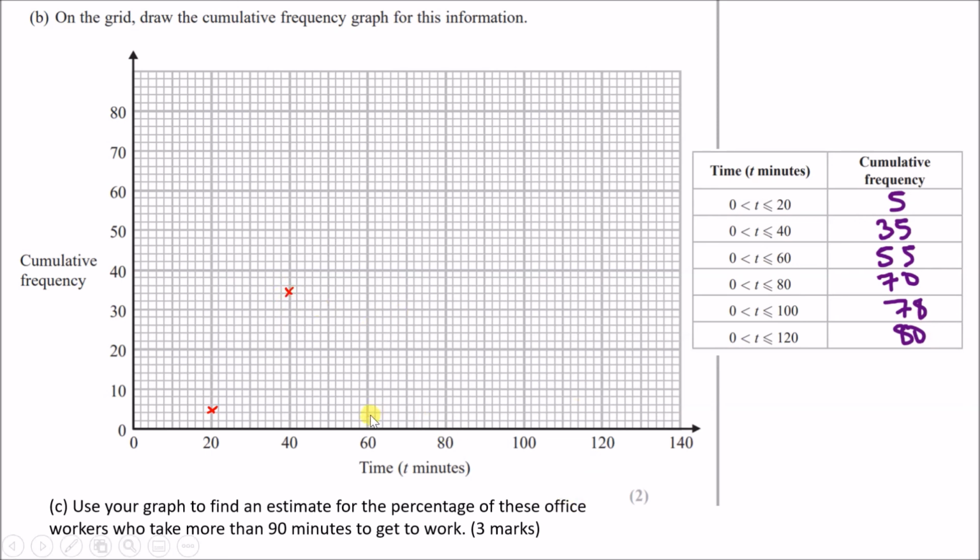Next one, 60 went up to 55. And that's like there. So that's it, guys. We just keep doing this. Next one, 80 goes up to 70. 100 goes up to 78. So this is kind of close. You've got to be on that line. And lastly, 120 has to be here, right at the top.